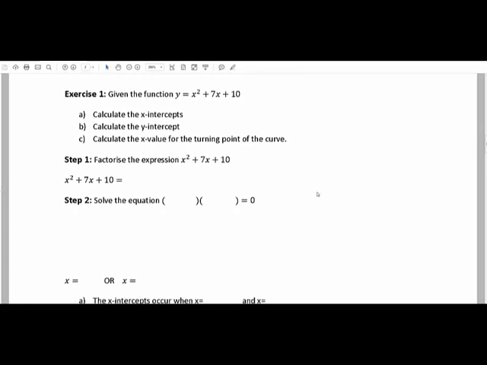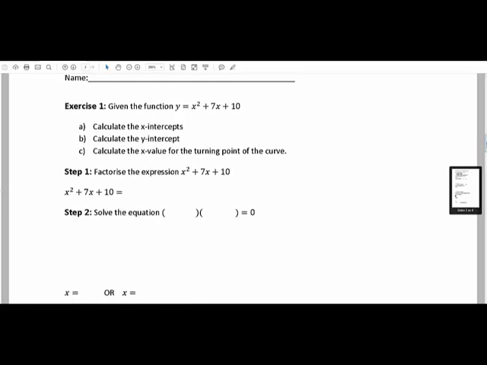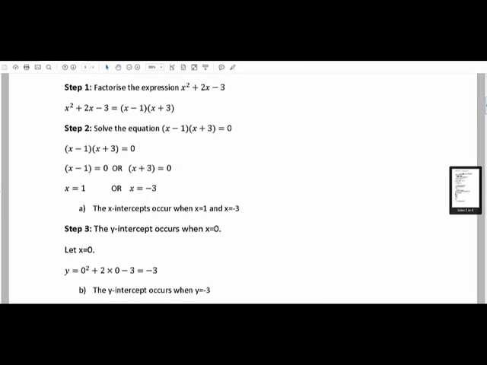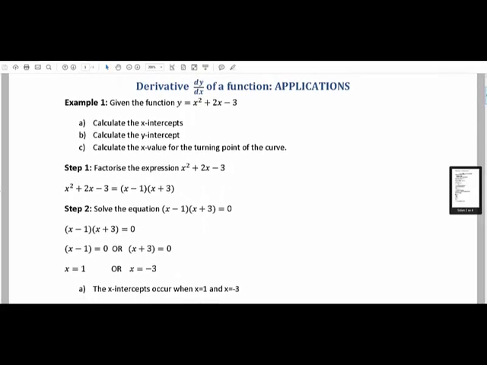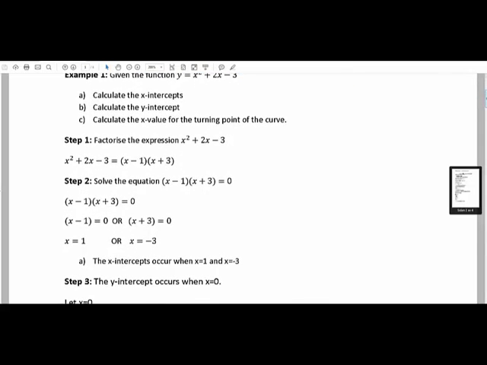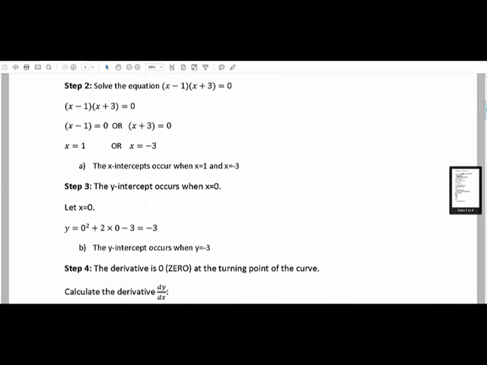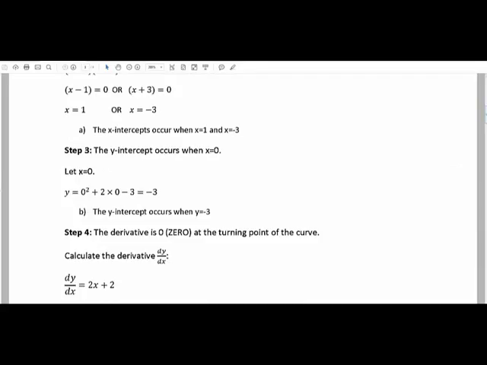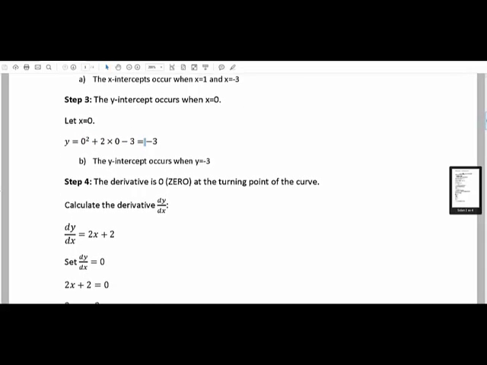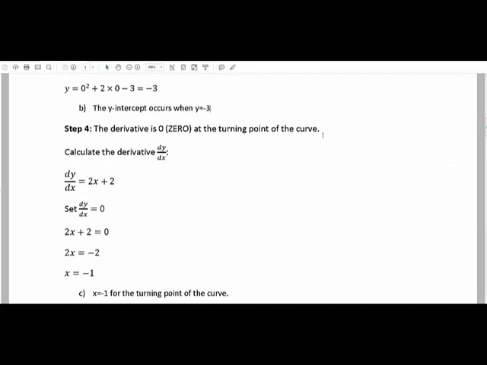Now try to do the same thing here in exercise 1 and follow the steps that we can see here in the example. So first of all, you find the x-intercepts, or zeros or roots. We just factorize it and then solve the equation when this expression is equal to 0. We'll get 2 values of x. And then for the y-intercept, we'll just let x be 0 and substitute 0 into the function, and we'll get the y-intercept, the y value.